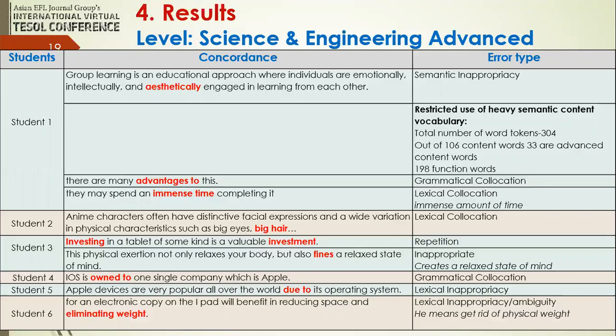Look at repetitions, student 3, investing. "Is owned by," the student here says "owned to." "Eliminating weight" instead of "get rid of physical weight." You see that students really are suffering from vocab problems, and this needs a remedial plan to focus on these types or categories of mistakes.